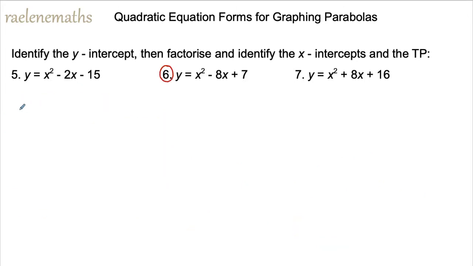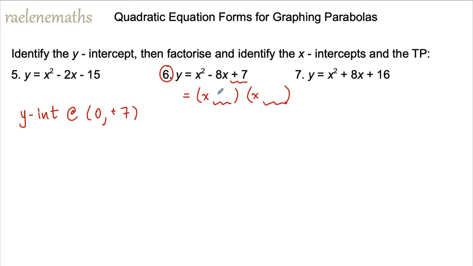In number 6, we start off getting the y-intercept, noticing that when x is 0, the y-coordinate of the y-intercept is just the constant, positive 7. Then to get the x-intercepts, we need to factor the quadratic expression. X times x gives us the x squared, and then we need two factors to give us a positive 7. To get a positive number, we either need two negative factors or two positive factors. But because the sign of the middle term is negative, the two factors will be negative.